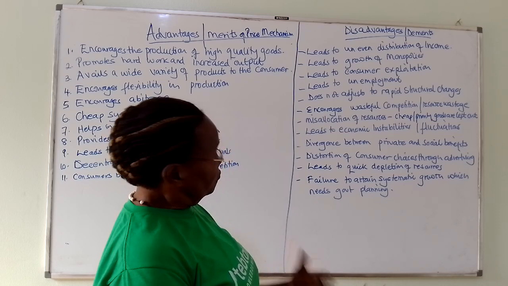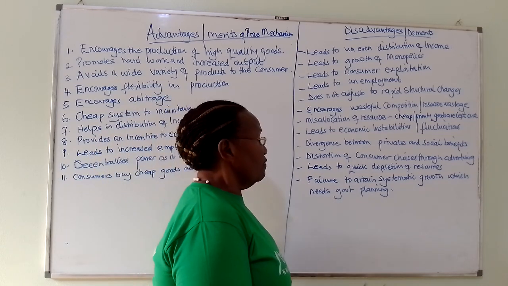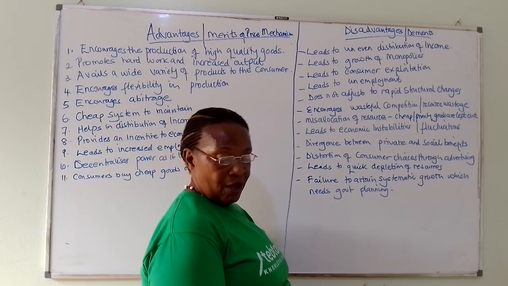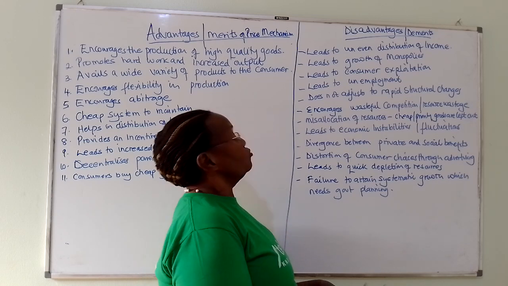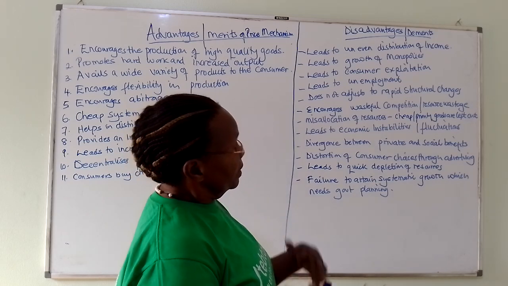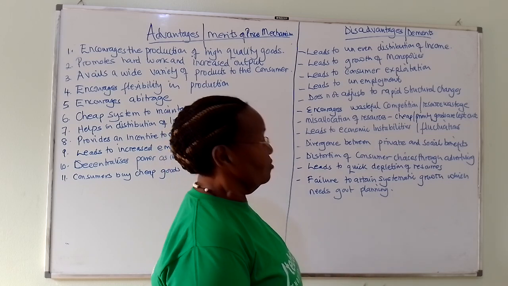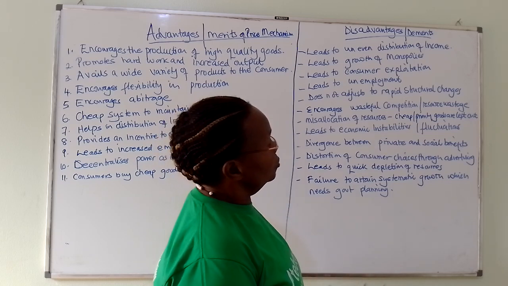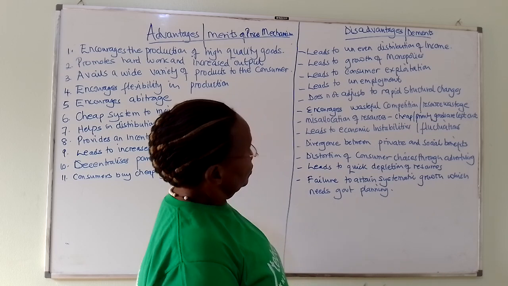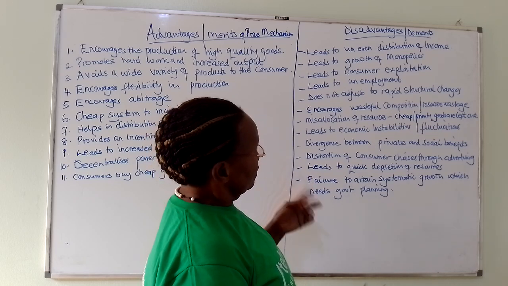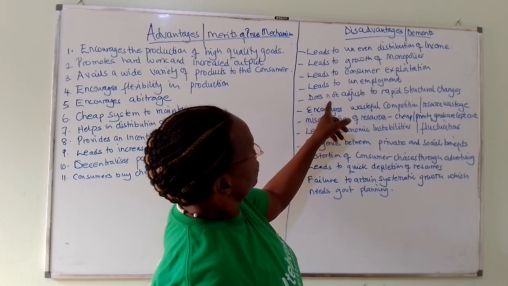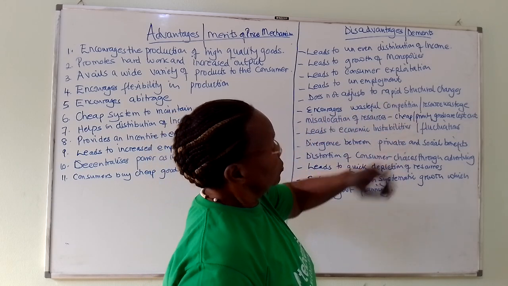Such a catastrophe may befall a given economy, a given area, and you find that the people are left to suffer because prices are not indicating anything in that area so that production or supply can be increased. So that makes it disadvantageous because it does not adjust to rapid structural changes.